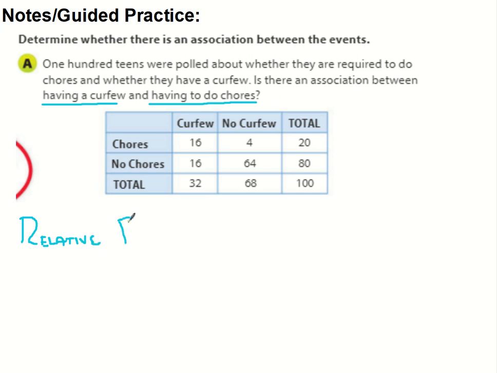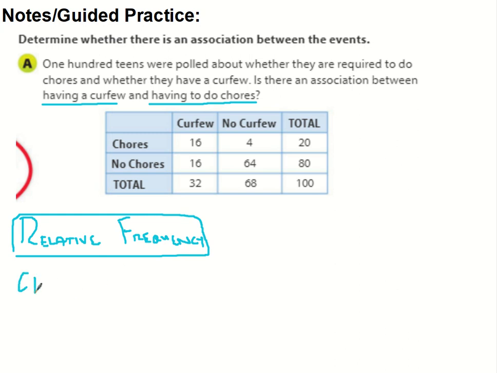Okay, so the relative frequency, you already have it in your definition, is the ratio. Okay, so the relative frequency is going to be a ratio for what we're looking at here. Now, so it's the number of times the event occurs to the total number of events. So if I wanted to know the relative frequency of just having to do chores. So if I said, what's the relative frequency for having to do chores?